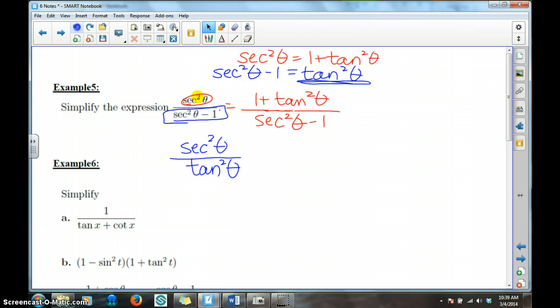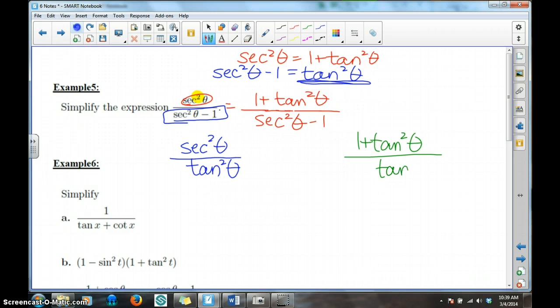So in the first option, I replaced the top, I left the bottom. In the second option, I replaced the bottom, I left the top. My third option, replace them both. And if I replace them both, I end up with 1 plus tan squared over tan squared.